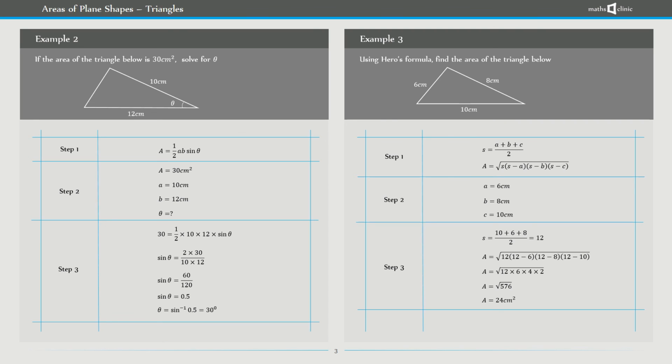Okay, so that will be it for this lesson. That's the end of this lesson. Very simple, very short lesson. The area of triangles, and yeah, bye for now.